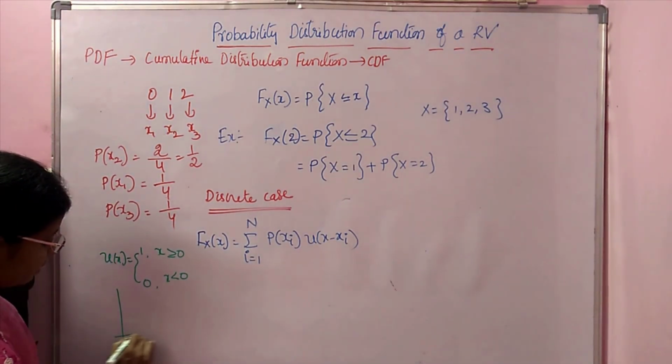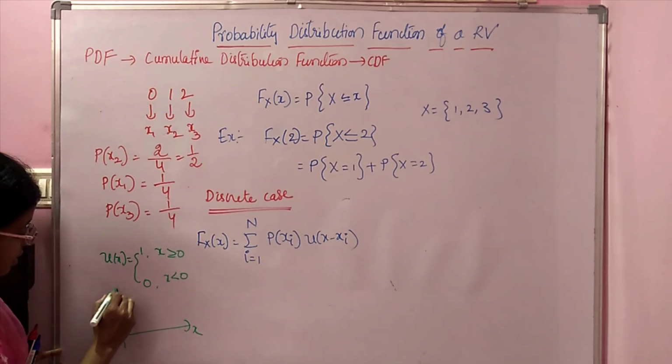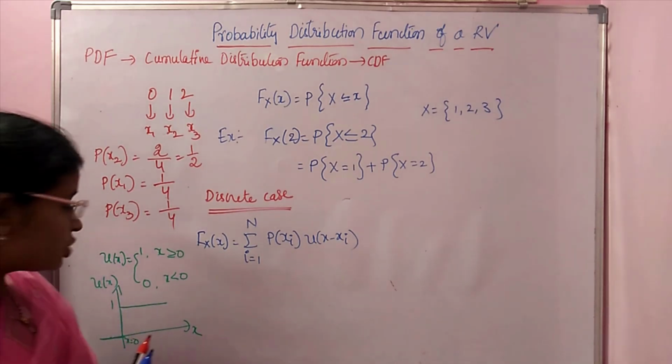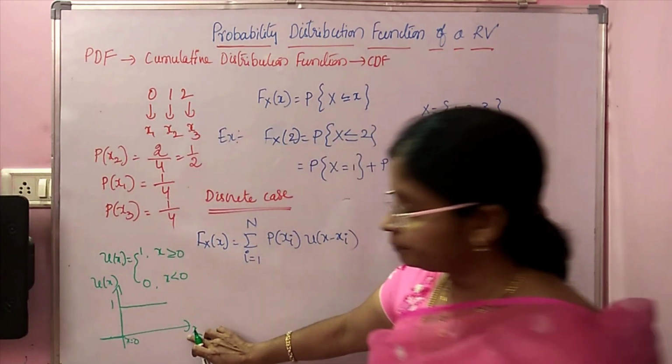How does the unit step look? If this is u of x, and this is x equal to 0, then for x less than 0 the value is 0, and for x greater than 0 the value is 1. That is your unit step function.